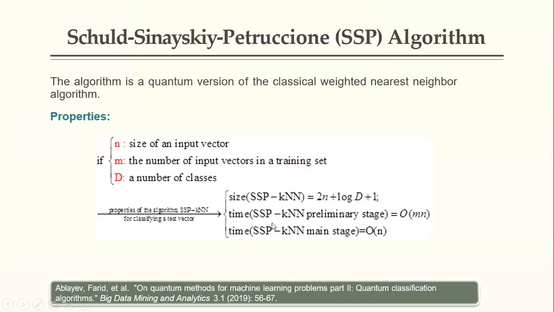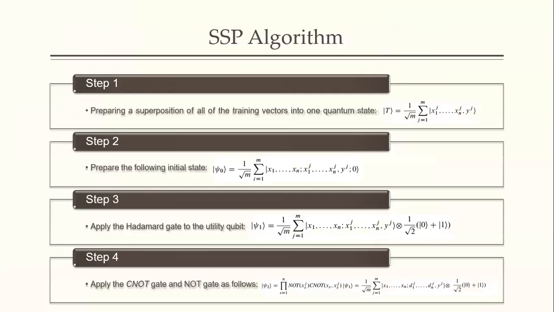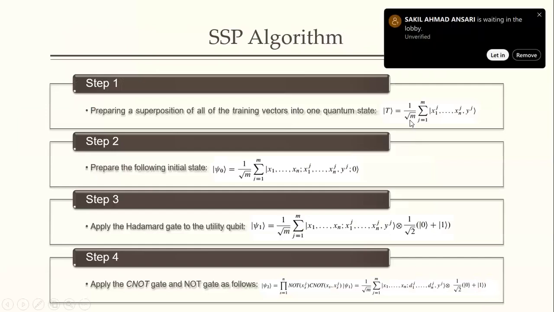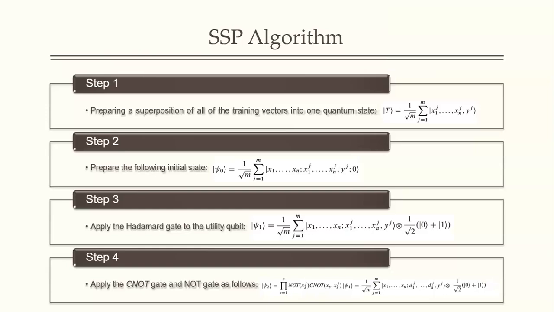Similarly, time of SSP KNN preliminary stage, then the time of SSP KNN main stage. These are the steps. Step 1. We prepare the superposition of all the training vectors into one quantum state. This is the T gate equal to 1 by root m summation of j equal to 1 to m x_j, y_j. Then the initial state is prepared.